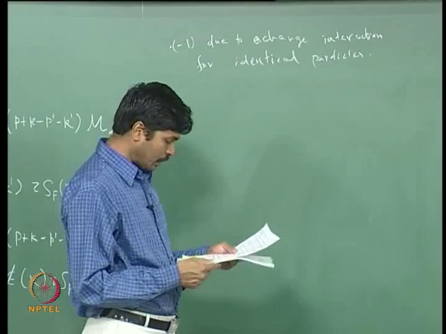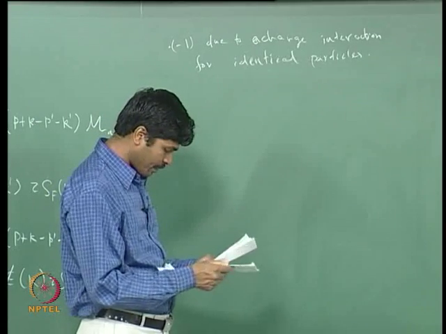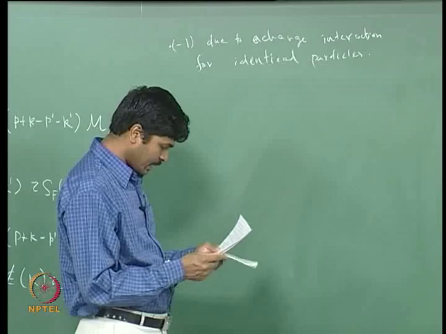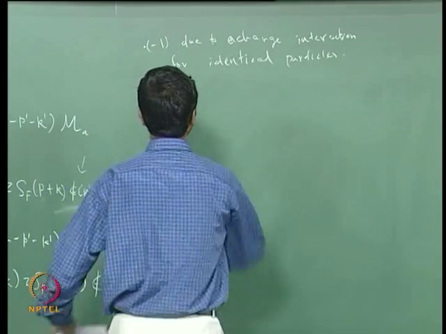There are a couple of things that remain. One is that suppose you have a closed fermion loop.